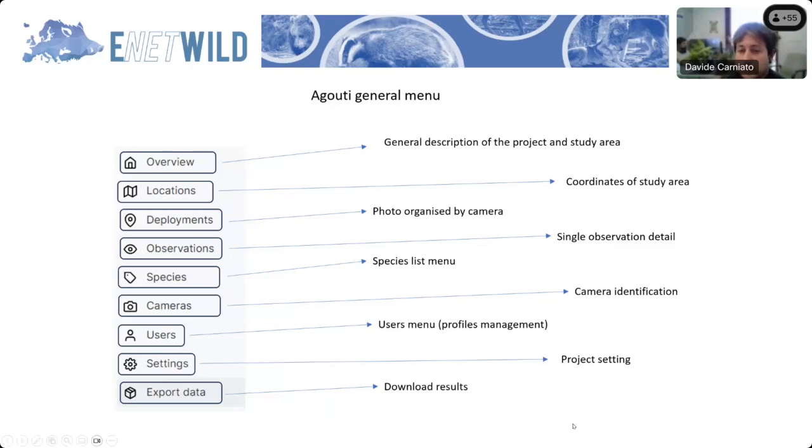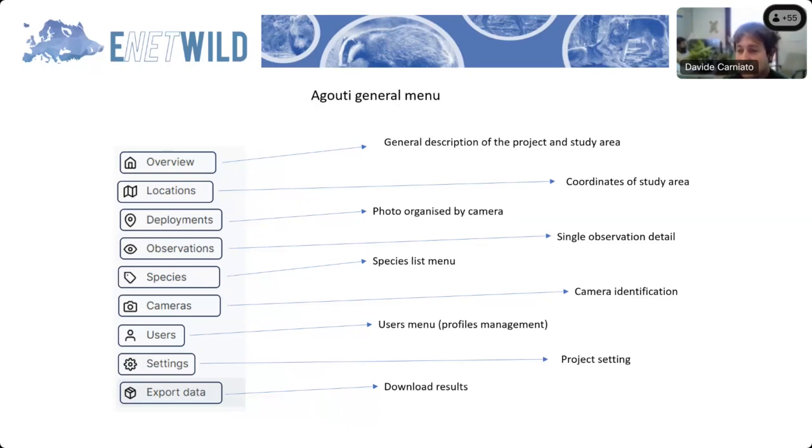Then we have other parts of the menu that are cameras, users, and settings, which are important only at the beginning of the project. So we have to put information about the project with the cameras. It's not mandatory, but we can put all the camera identification numbers to identify the cameras better. Then the users menu, where we can modify and add profiles, so people that can or cannot work in the project. Then we have settings.